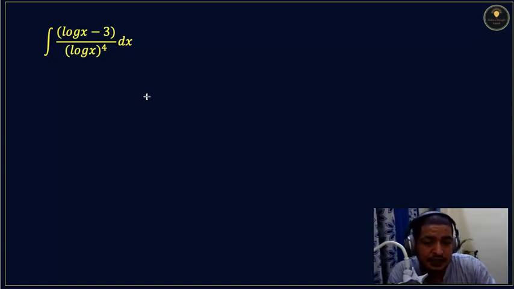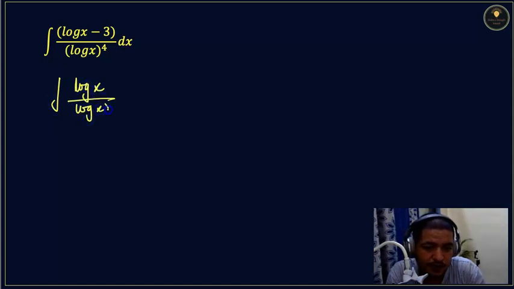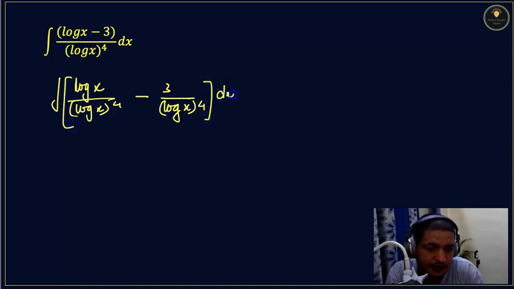Okay, so the question is given as integral of (log x minus 3) upon (log x) to the power 4. What we will do is separate the values one by one. So here I will write it as log of x upon log of x to the power of 4, and here minus 3 upon log x to the power of 4, dx.